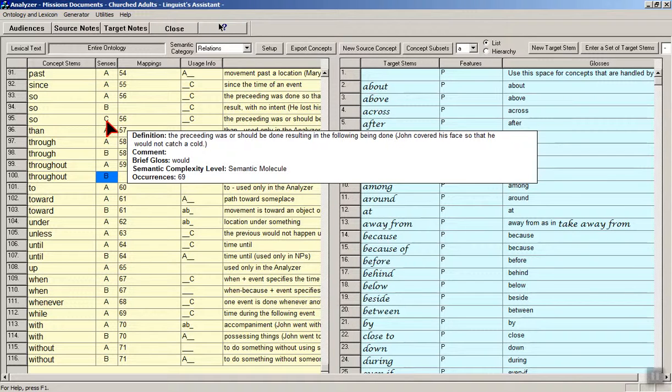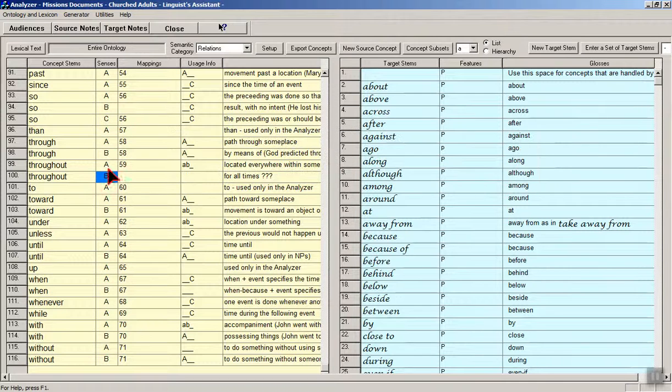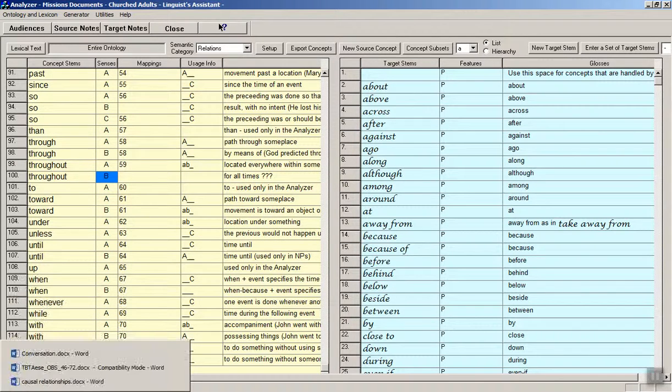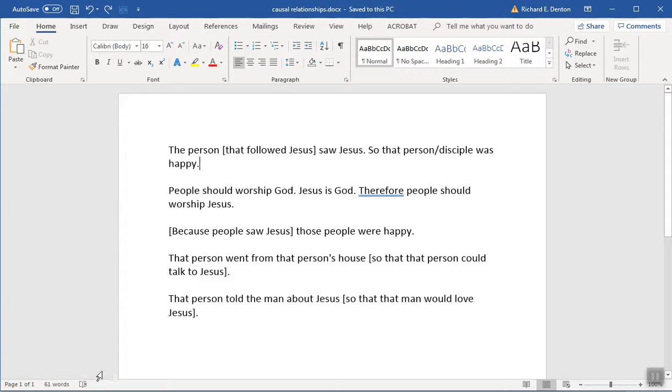The other one is similar, but we associate it with the word would. The preceding was or should be done, resulting in the following being done. John covered his face so that he would not catch a cold. So he did the first thing so that the other thing would not happen, so that it will not happen. So if I go to the examples, I'm going to show these two uses of so.